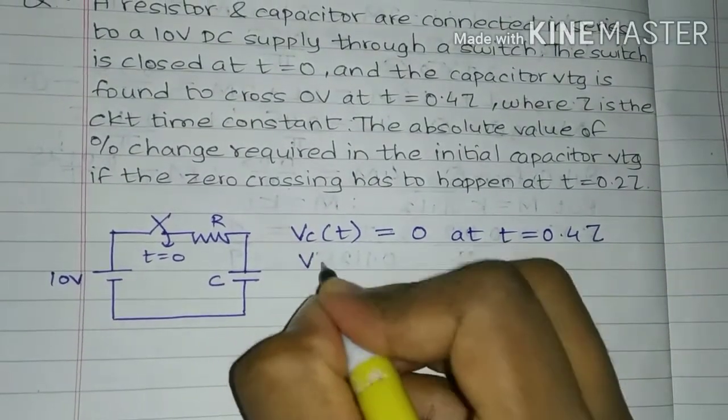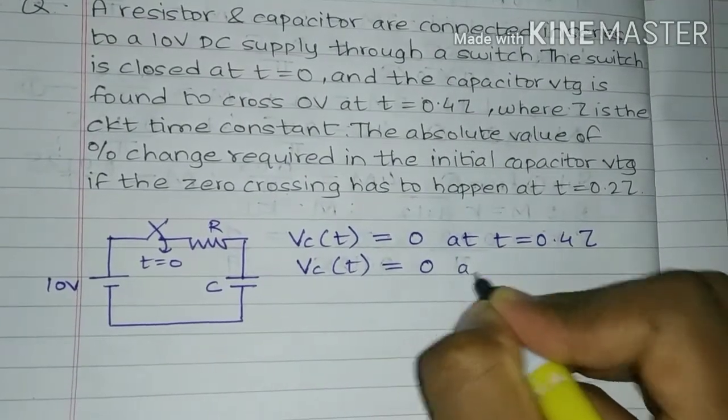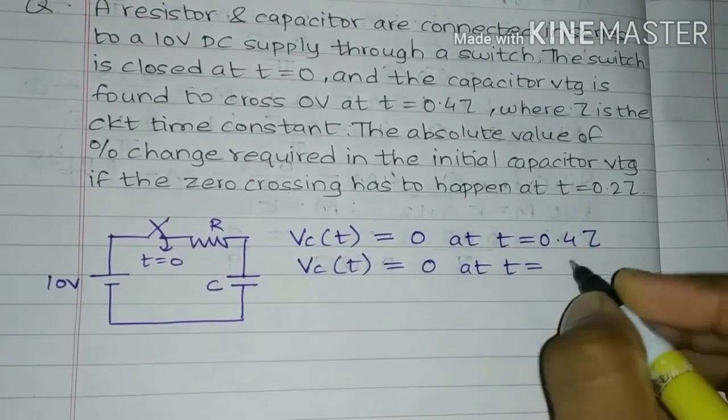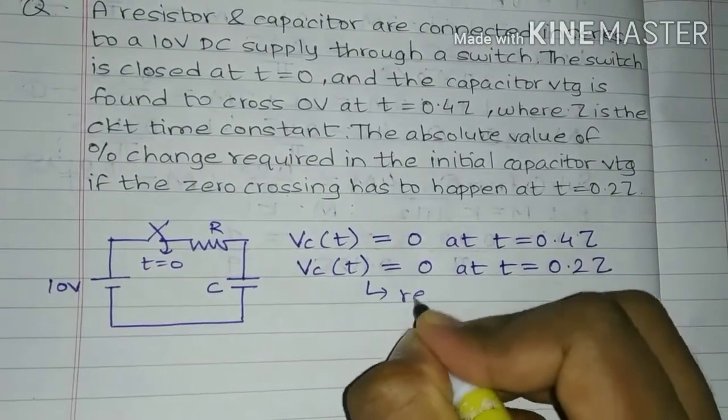And we need to find out the value of initial capacitor voltage when Vc of t will be equal to 0 at t equal to 0.2 tau. So this is the required condition.